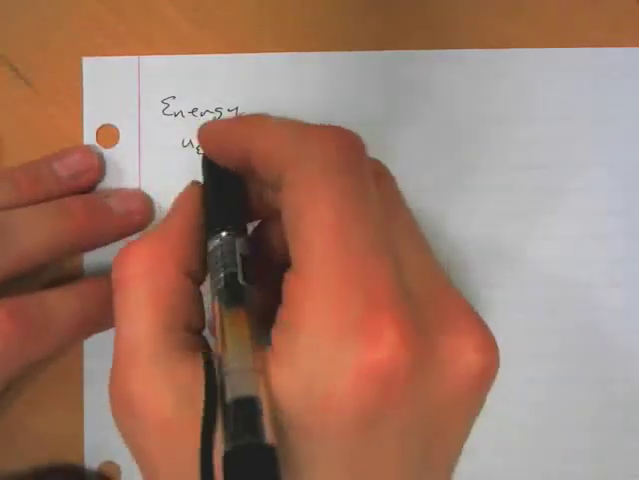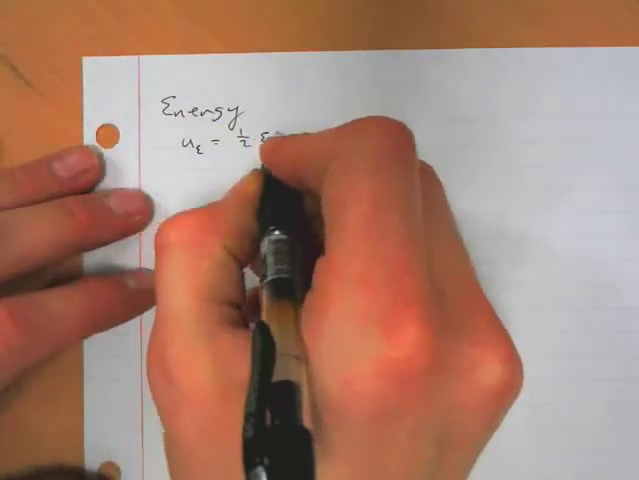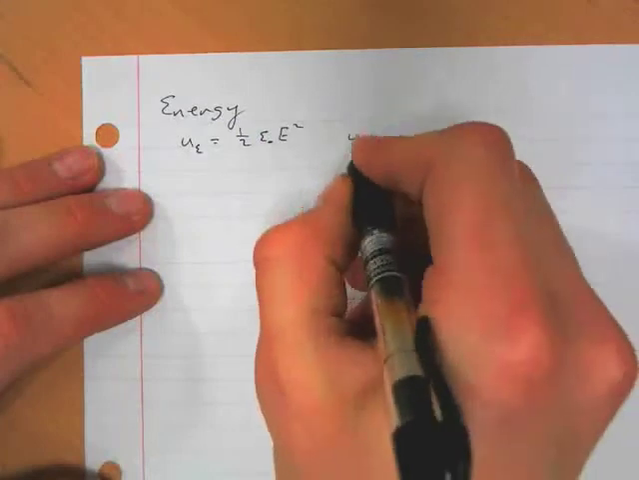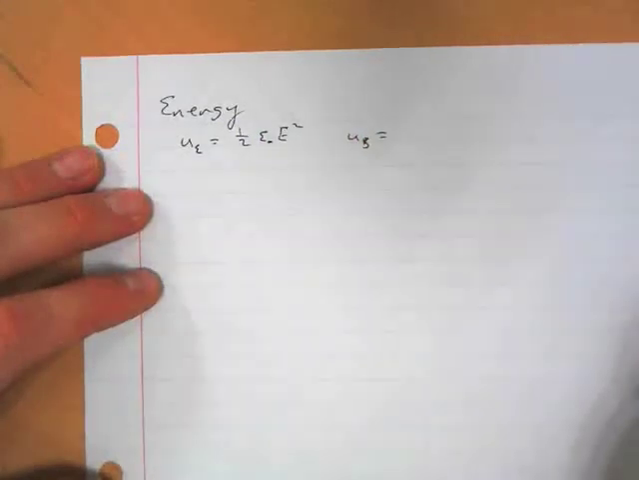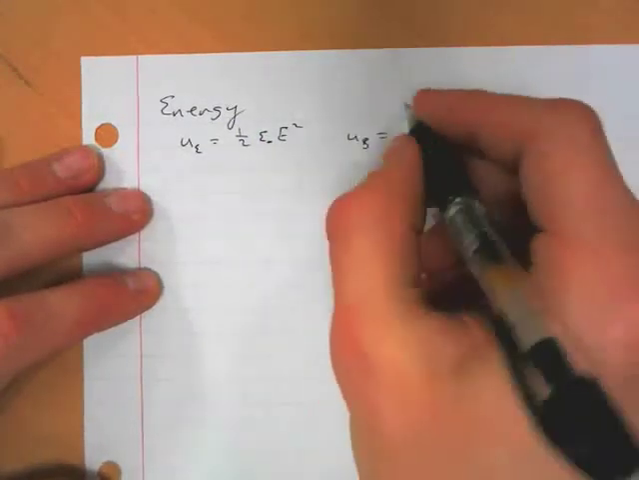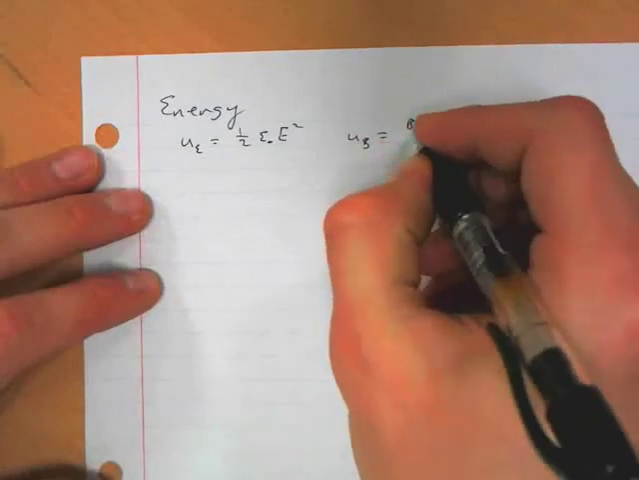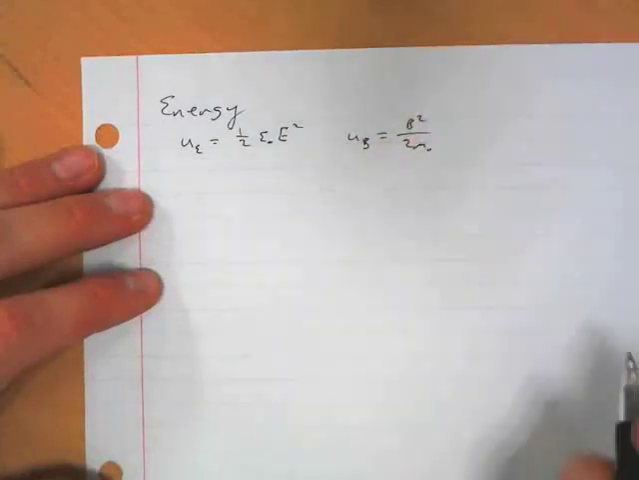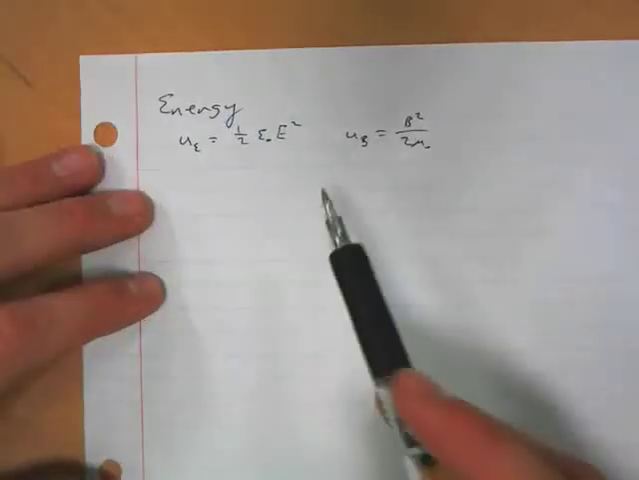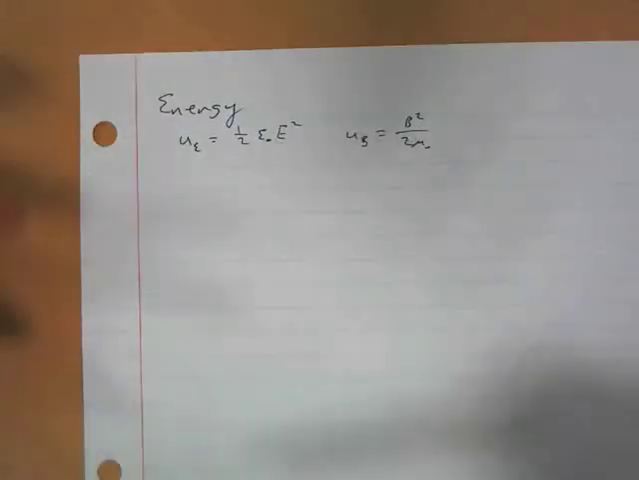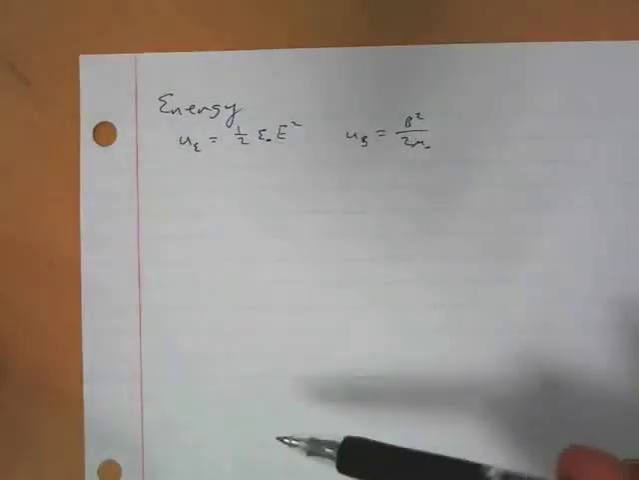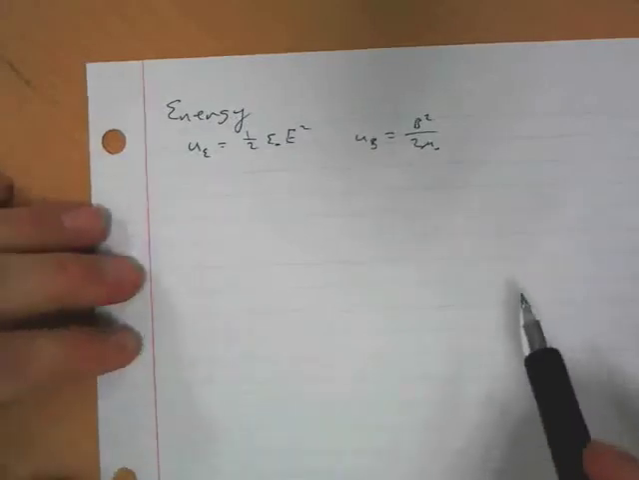and the energy density is half epsilon naught times the electric field squared. There's also energy stored in a magnetic field, and that energy density is the magnetic field squared over 2 mu naught. And so if there's energy in electric and magnetic fields, it shouldn't surprise you that there's energy in an electromagnetic wave.